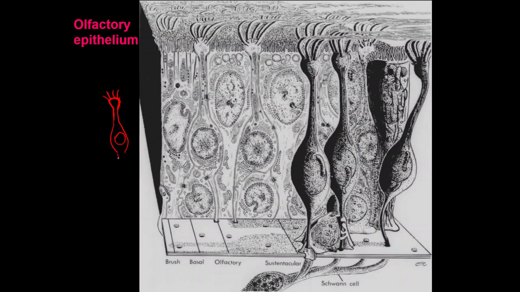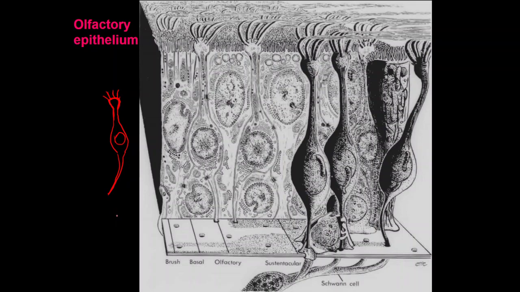And they also have an axon. So they have an axon, which is going to deeper layers of the nasal cavity to the lamina propria. You can find this type of epithelium in the nasal cavity on one of our slides.